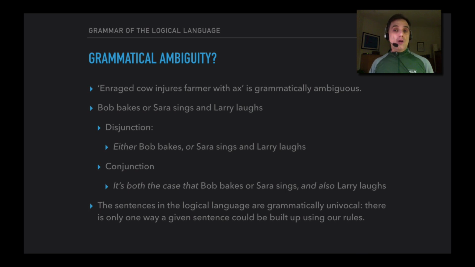The sentences of our logical language are not grammatically ambiguous. They're grammatically univocal. They have only one reading, one voice. What that means is that if you have a sentence, there's only one way you could build it up using the rules.